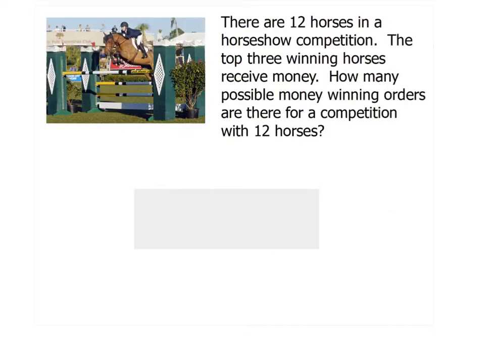All right, so let's look at another example. In this example, we have 12 horses that are in a horse show competition. The top 3 winning horses receive money. How many possible money-winning orders are there for a competition with 12 horses? Again, we know it's a permutation because the order matters. Like the first place is not going to be selected for second and third. It's going to go in order.